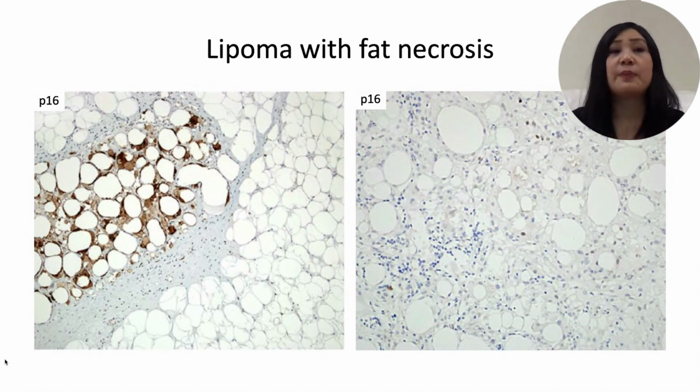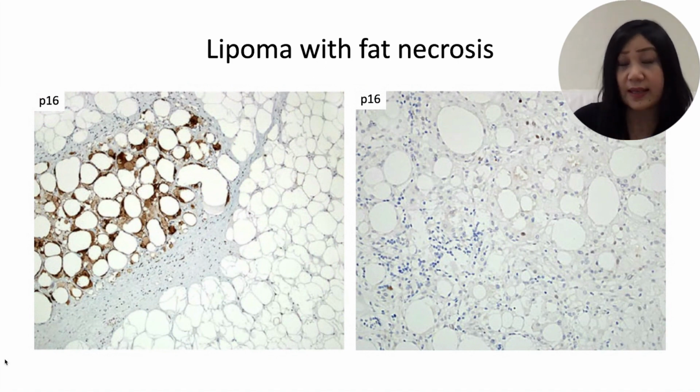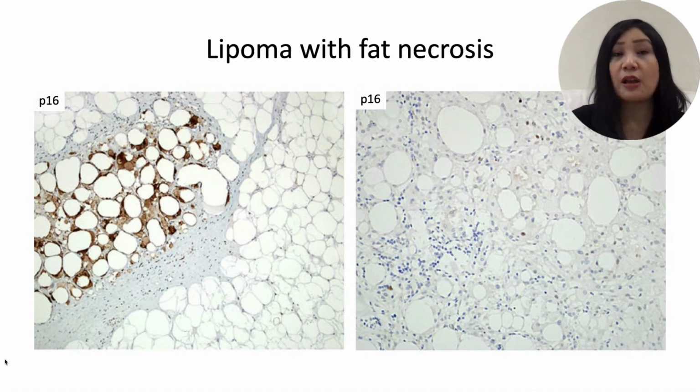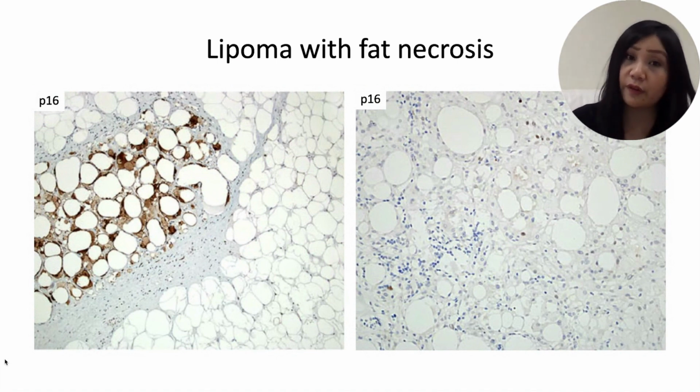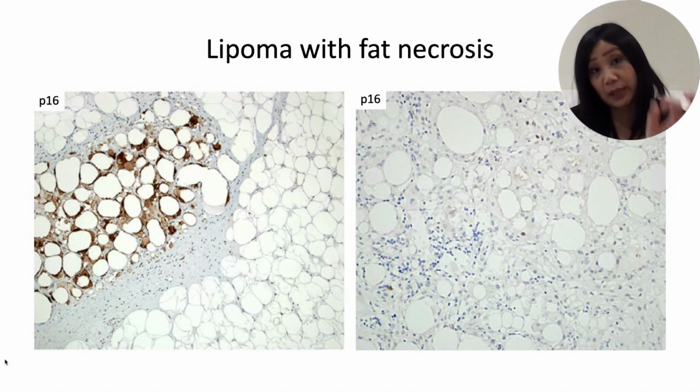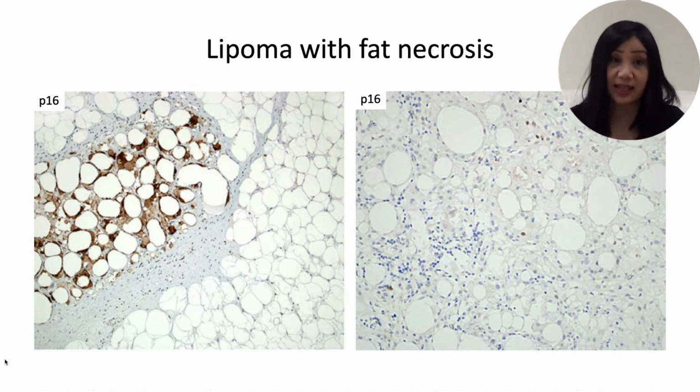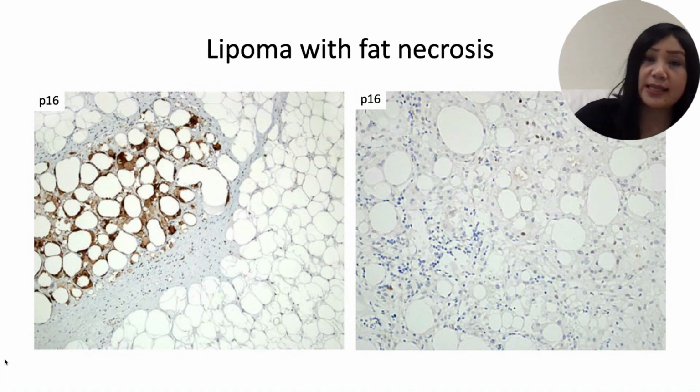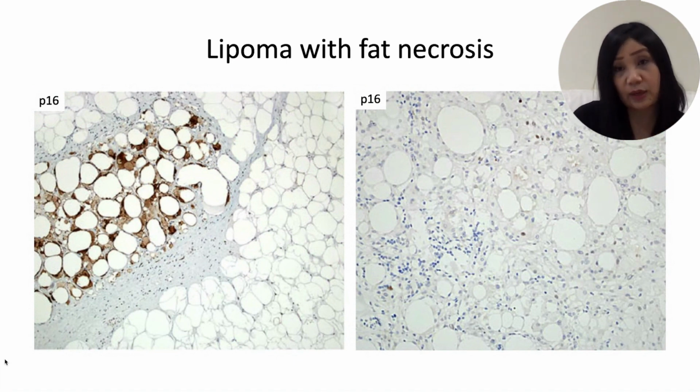A caveat is with P16. P16 is strongly positive in areas of fat necrosis, so that can trip us up. We can overcall lipoma with florid fat necrosis as well-differentiated liposarcoma, but we can see how limited the distribution of P16 is, in contrast to the diffuse and strong nuclear expression that we see in well and dedifferentiated liposarcoma. We can see another field in the same tumor, i.e. lipoma with fat necrosis, in which the P16 is almost completely absent.